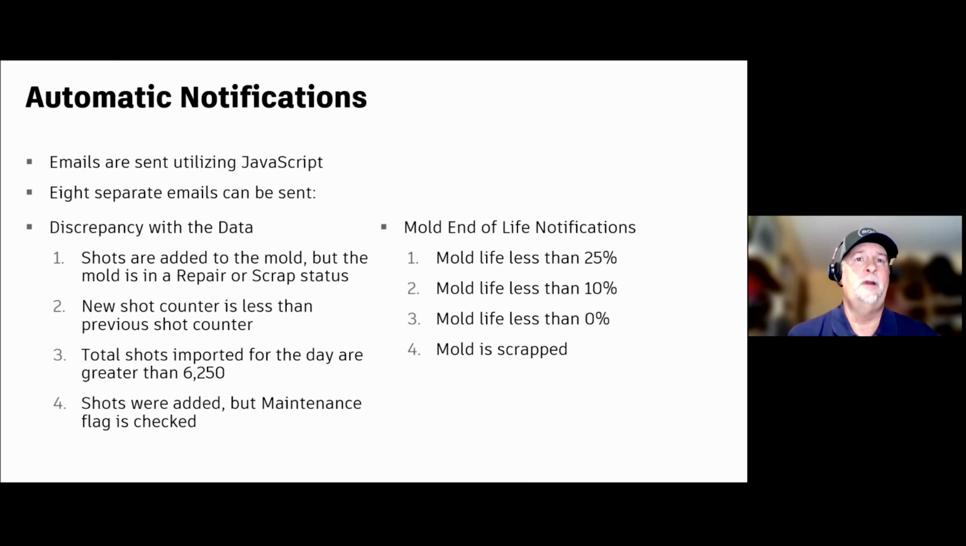It's not possible for any of our molds to perform more than 6,250 shots in a given day. So if they do, we think there's another typo in the data that they're giving us. We also want to track as that mold approaches its end of life. We send specific emails to specific people when a mold life hits 25%, hits 10%, and then hits 0%.